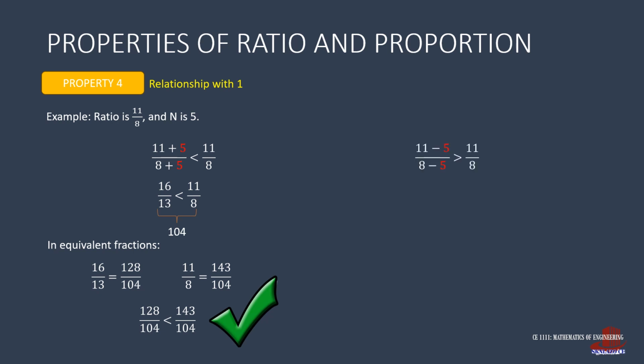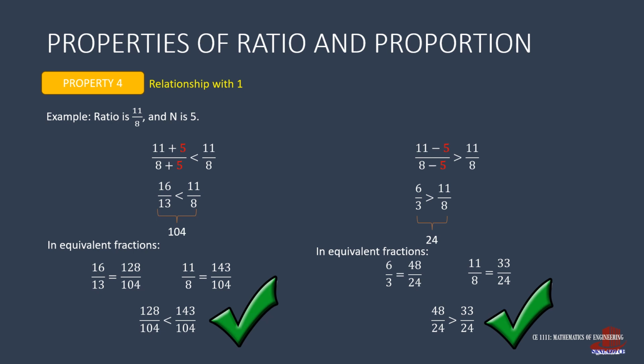The other case is when n is subtracted from the ratio. 11 minus 5 is 6, and 8 minus 5 is 3. So we compare 6/3 with 11 over 8. To show the comparison clearly, we again take the least common denominator, which is 24. Work on equivalent fractions, and have 48 over 24 for 6/3, and 33 over 24 for 11/8. And again, 48 over 24 is greater than 33 over 24.